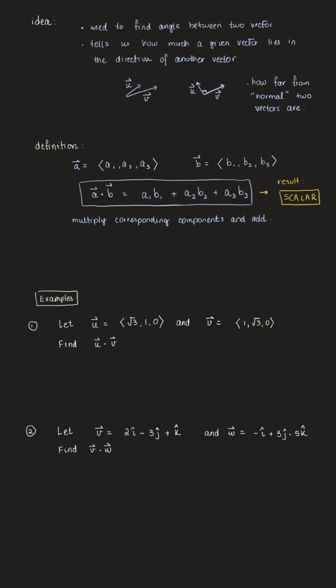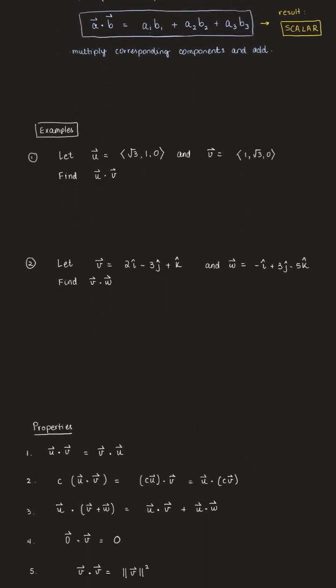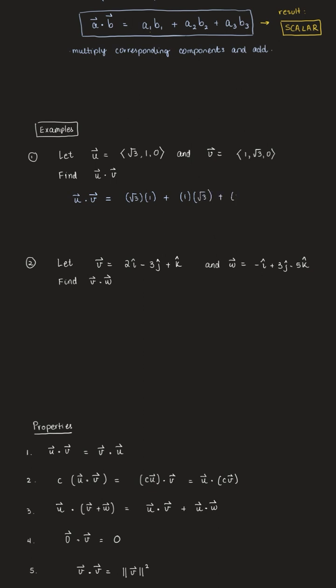All right, let's do a couple of examples. Let's suppose that vector u has components square root of 3, 1, 0, and vector v is 1, square root of 3, and 0. To find u dot v, we're going to multiply corresponding components and add. So we'll do the square root of 3 times 1, multiplying the first components of the two vectors. Add to that 1, which is the second component of u, times root 3, the second component of v, and then add to that 0 times 0, the product of the third components.